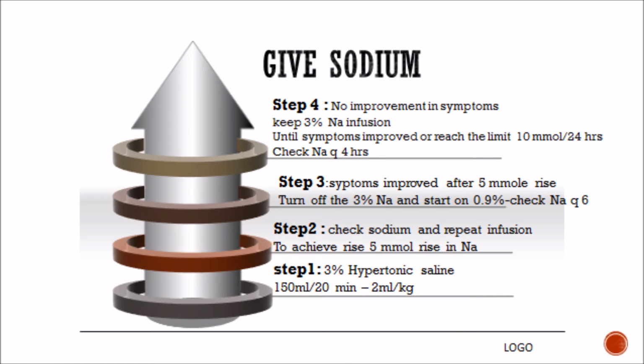So how are you going to give the sodium to this patient? First, you have to pick the 3% hypertonic saline and give the patient a bolus of 150 ml of the 3% over 20 minutes. Or you can give 2 ml per kilogram as a bolus over 20 minutes.